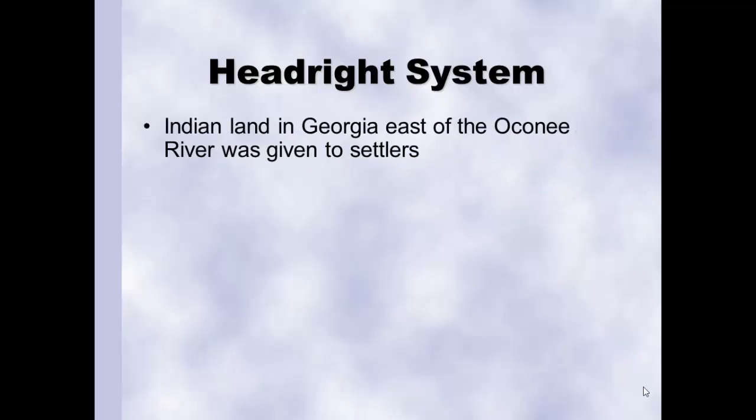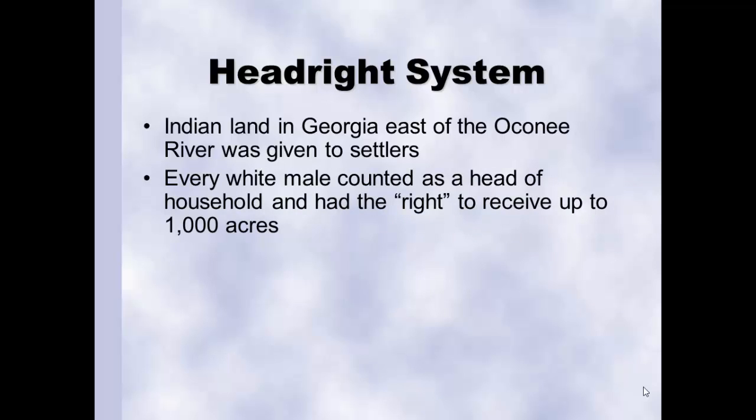Now with the head-right system, Georgia settlers received land. Every white male had a right to up to 1,000 acres of land.